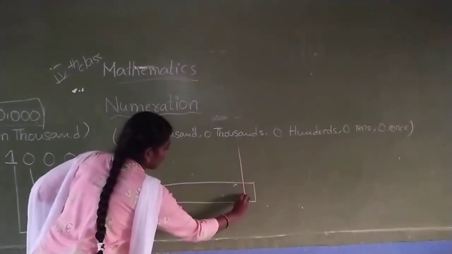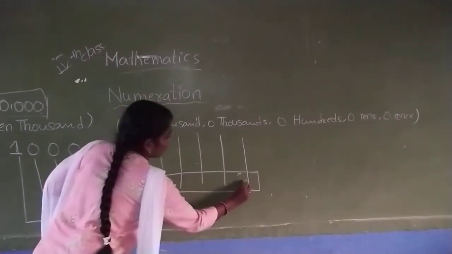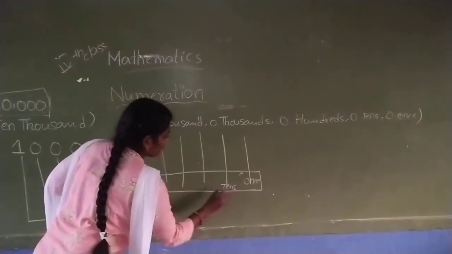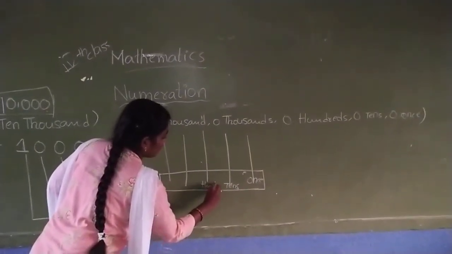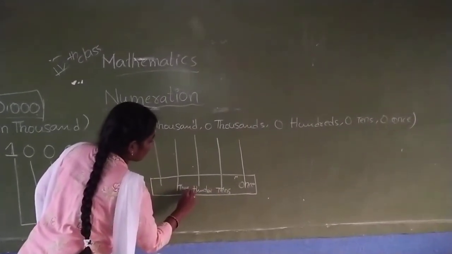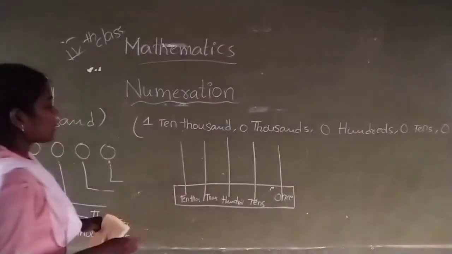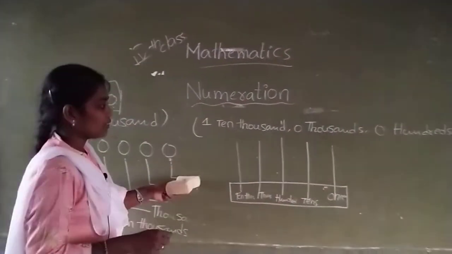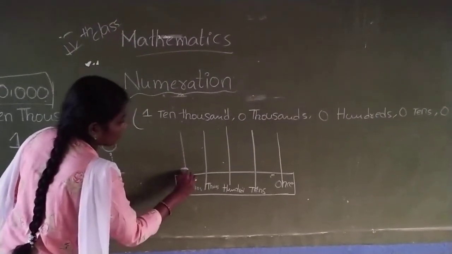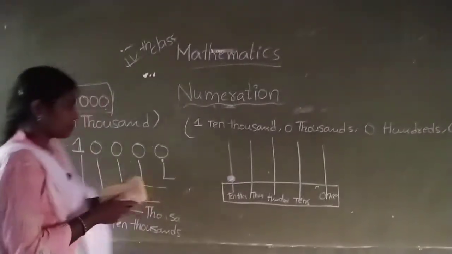If you are taking ones place, tens place, hundreds place, thousands, 10,000s, this 10,000 can be shown like this in abacus. We have 10,000, so it can be represented like this in abacus.